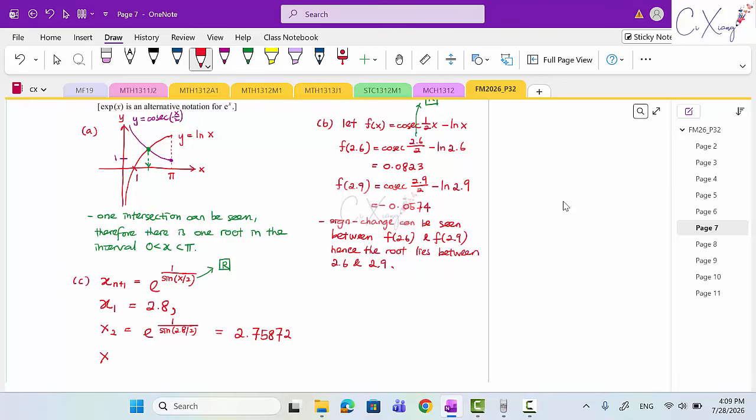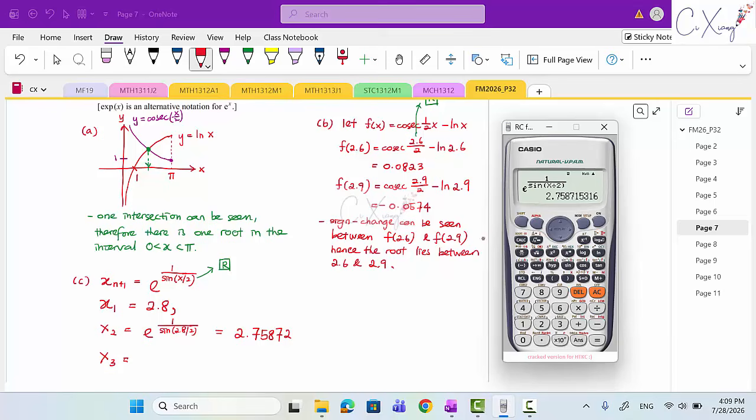After that, we want to go for the next iteration, which is x3. Now I put this value into my iterative formula again. So I just repeat it by using the calculator. I press calculate again, key in the value of 2.75872, then press equal sign. So the next iteration I get is 2.76934.